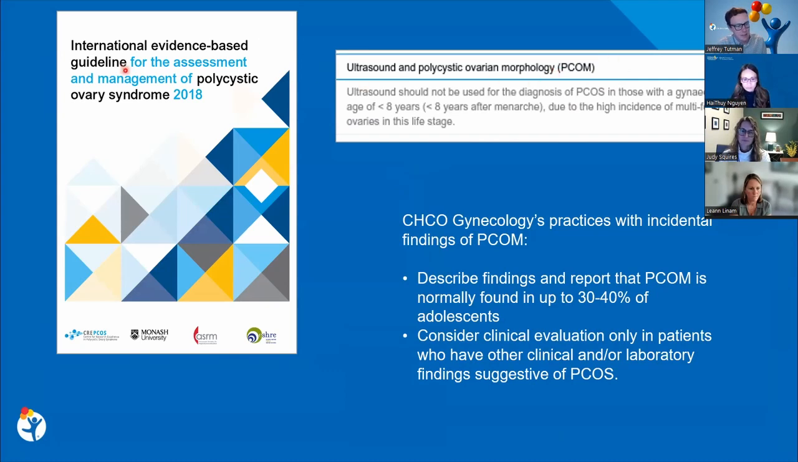At least at Children's, this is the guideline that our groups use. This guideline says that you should not use it for the first 8 years after menarche, because there's a very high incidence of this polycystic ovarian morphology. So it's not true PCOS, it's just that the morphology looks similar. This is what they've asked us to say: just describe it and say that it can be normally found in adolescents. There are still some patients in that group that do have PCOS, but they feel that the imaging is not a contributory component of that.